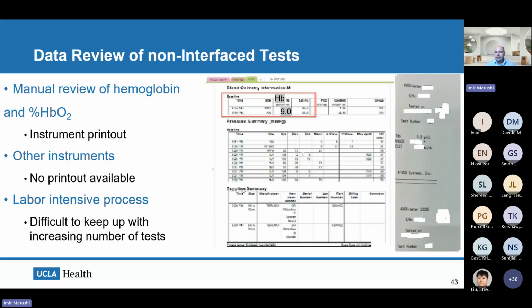Here is a snapshot for a test that prints out a result on a piece of paper. We're looking at a hemoglobin of 9, and you would match that with something from Epic, and hopefully it looks like a 9. In this case, it was a 9, so that result is confirmed to transmit correctly. But you can see that you have to go into the paper logs, and this becomes a manual process, and it can be tedious. There are instruments that don't even have functionality to have a printout available, so you have to look at the screen. It can become very labor intensive and difficult to keep up.